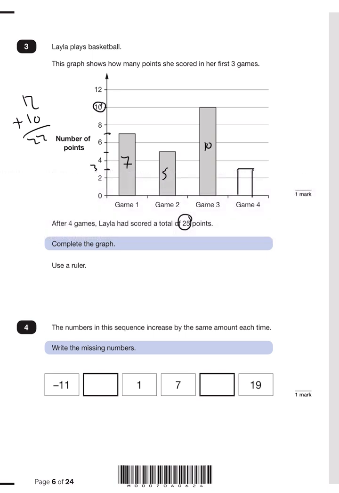Number 4. The numbers in this sequence increase by the same amount each time. Write the missing numbers. To get from 1 to 7, we add 6. So we're going to add 6 again. 7 plus 6 is 13. And then to get to the first box from 1, we need to go the opposite way. So we're subtracting 6. And 1 minus 6 is negative 5.